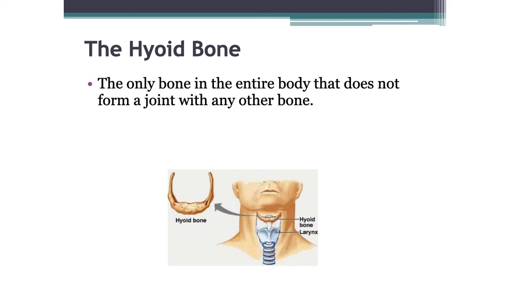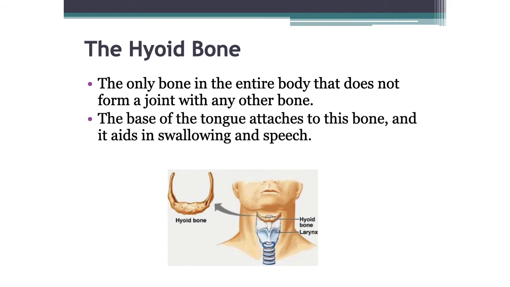So we see the hyoid bone is the only bone in the entire body that does not form a joint with another bone. The base of the tongue attaches to this bone and aids in swallowing and speech.